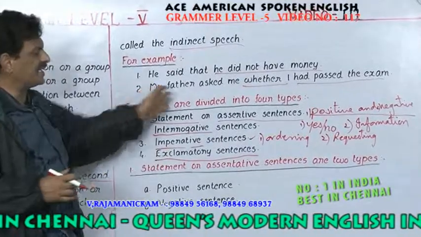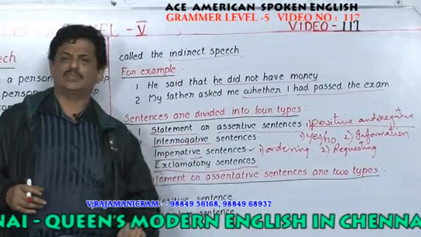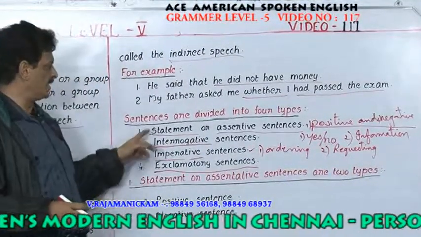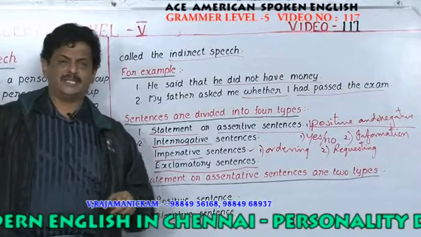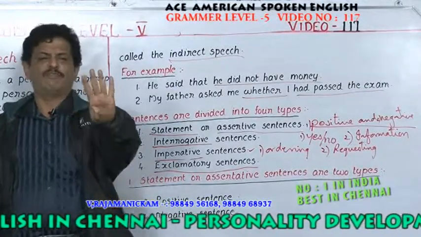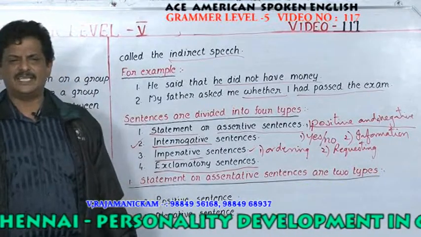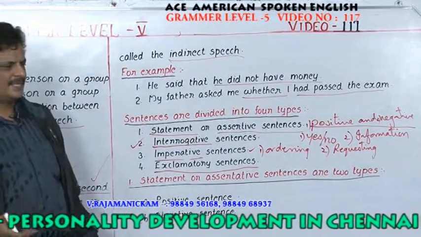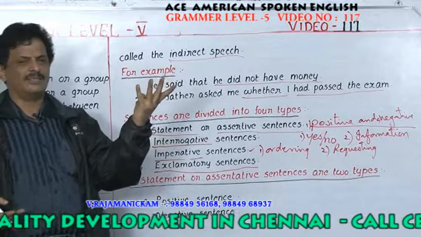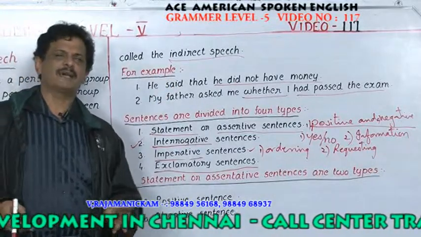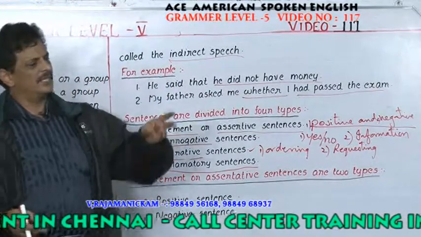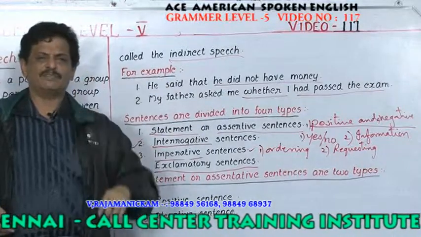ஸோ மார்னிங் டு நைட், 4 வகையான சென்டென்ஸ், 4 types of sentences you hear. What is the first sentence? Statement. The first sentence is statement. Only 4 types of sentences are there. Very easy, isn't it? English. ரொம்ப easy. 4 type sentence. That's all. For any language, whether it is Tamil, Hindi, Malayalam or Kannada, Telugu, whatever languages, only 4 types of sentences are there.